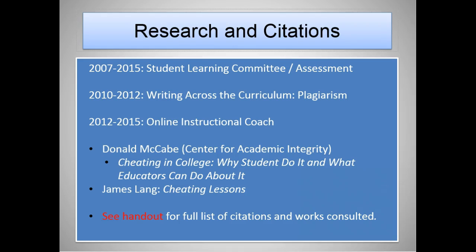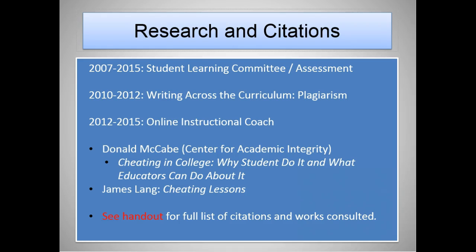I did research on plagiarism going back to 2010 and 2011. I did faculty surveys back then. And so in 2015, I've kind of refreshed my thinking about these issues, and that's part of the reason why I'm here today. I've also been the online instructional coach, and I know that online faculty worry about cheating and plagiarism. And so I want to address that from that perspective.